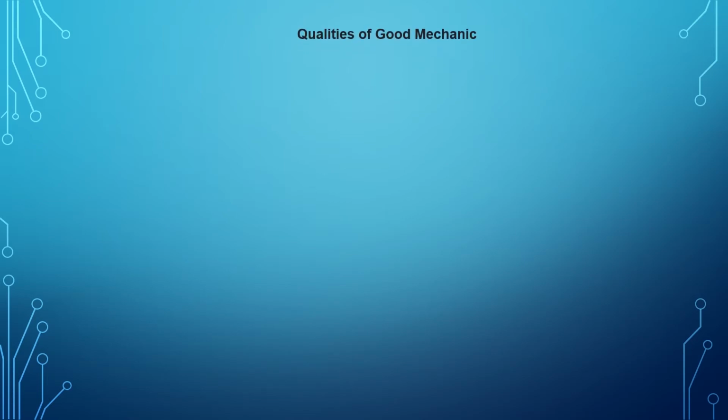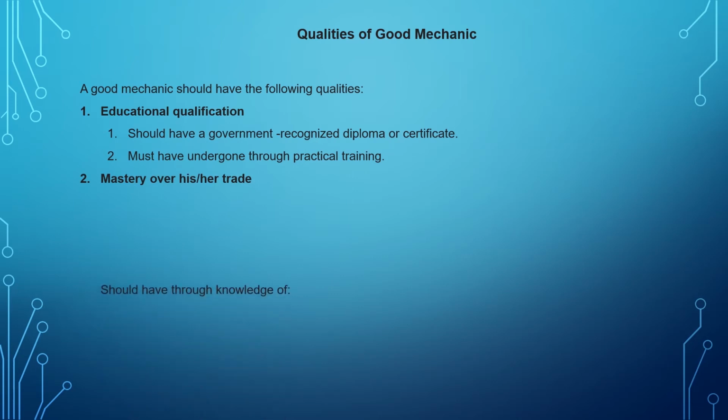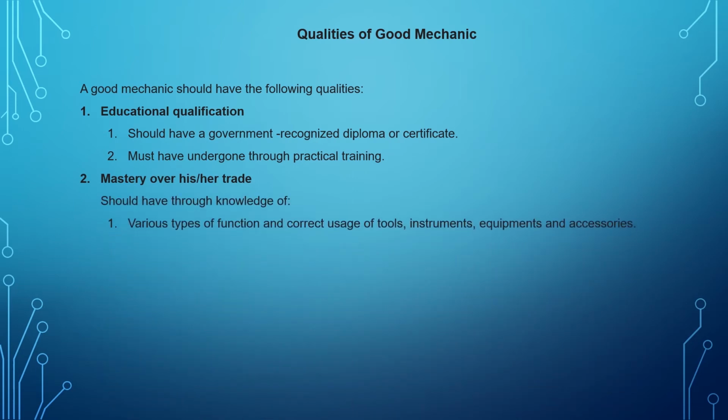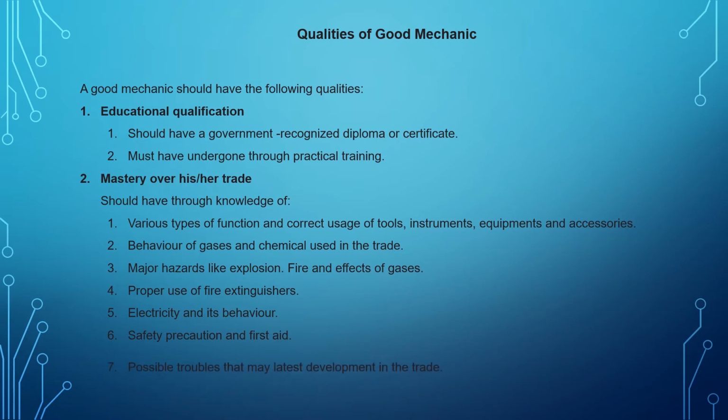Qualities of a good mechanic. A good mechanic should have the following qualities: educational qualification, a government recognized diploma or certificate; must have undergone practical training; mastery over his or her trade; thorough knowledge of various types of function and correct usage of tools, instruments, equipment and accessories; behavior of gases and chemicals used in the trade; major hazards like explosion, fire and effects of gases; proper use of extinguishers; electricity and its behavior; safety precautions and first aid; possible troubles and the latest developments in the trade.